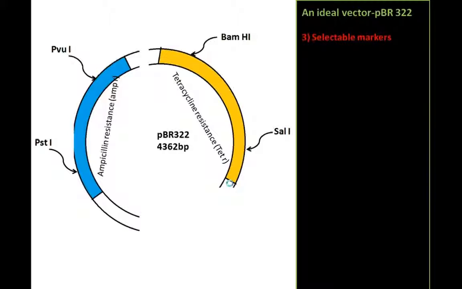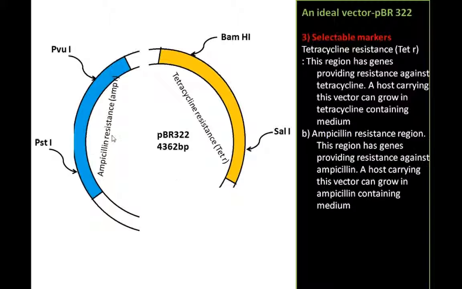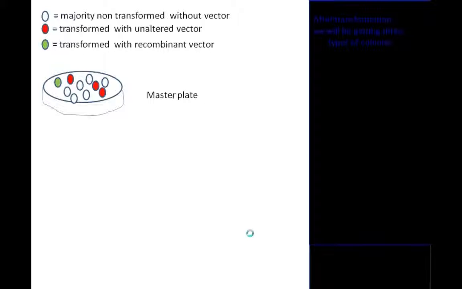Now the third thing, that is the selectable markers. In pBR322 there are 2 selectable markers. You can see right here, this is a tetracycline resistance region. This region has genes responsible for providing resistance to the antibiotic tetracycline. The second marker is the ampicillin resistance region. This region has genes providing resistance against ampicillin. A host carrying this vector can grow in ampicillin-containing medium.